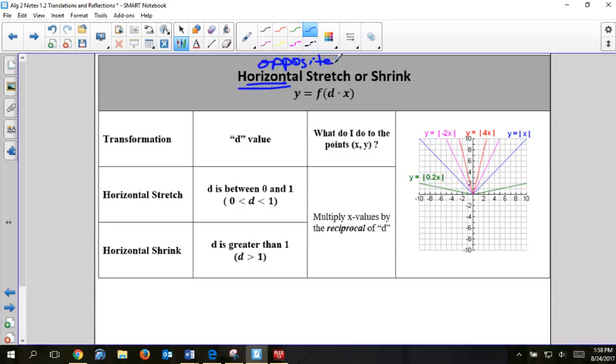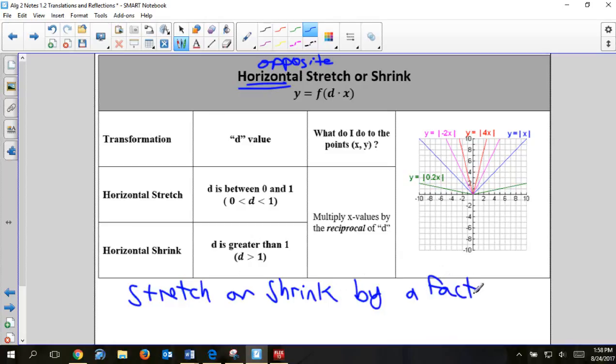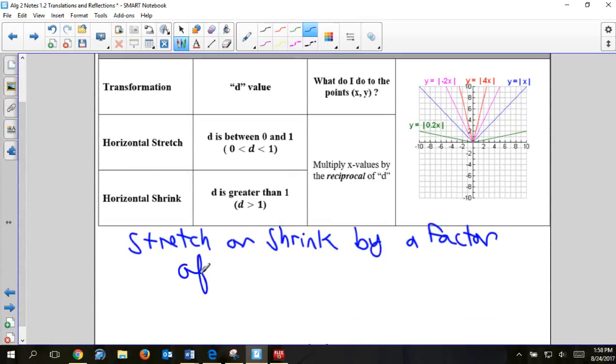So when we do a horizontal stretch or shrink, there's going to be a number inside of the parentheses. And you'll see that this number is multiplied by x. But when we talk about a stretch or a shrink by a factor of a number, remember how we had to write that? It was a stretch by a factor of 3. Remember we had to write that for vertical? And what we did for vertical was we multiplied by that number.